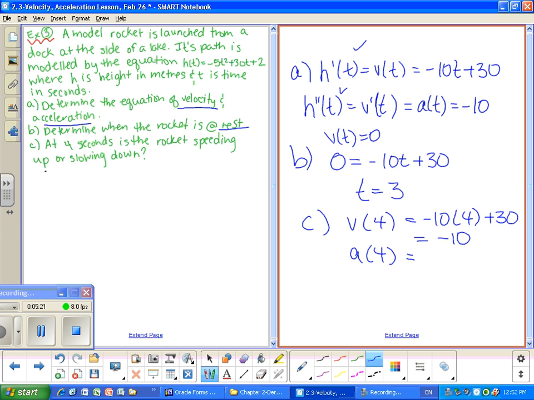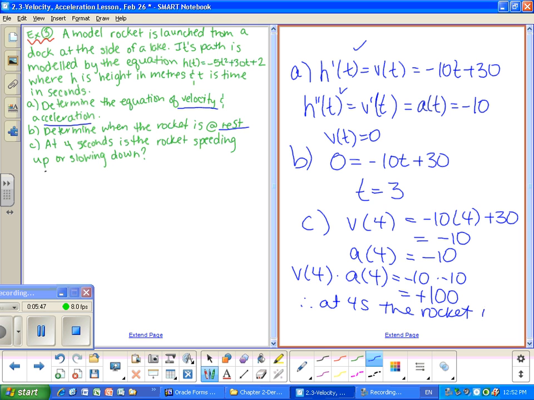What's the a of 4? It's negative 10. It will always be negative 10. And if we multiply v of 4 times a of 4, that's negative 10 times negative 10. We get positive 100. What does that mean? Speeding up. So you write therefore, at 4 seconds, the rocket is speeding up.